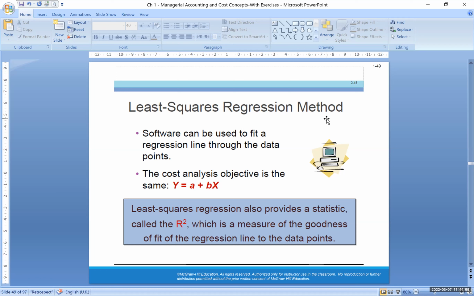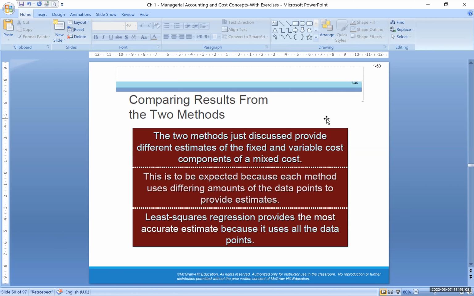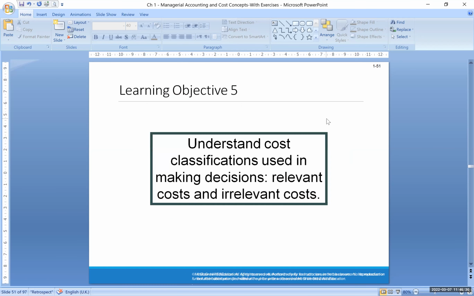Statistically, in research, we use the least squares regression model, definitely. Because we are using more data, this will be more accurate. The two methods just discussed provide different estimates of the fixed and variable cost components of the mixed cost. This is to be expected because each method uses different amounts of data points to provide estimates. The least squares regression provides more accurate results. Why? Because it uses all points or all data available.